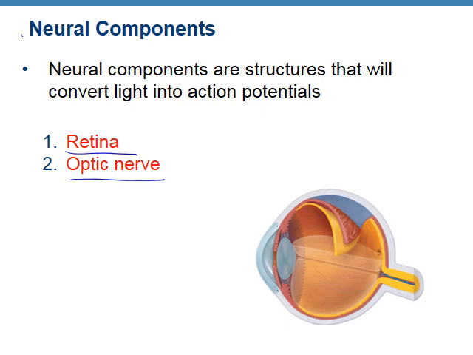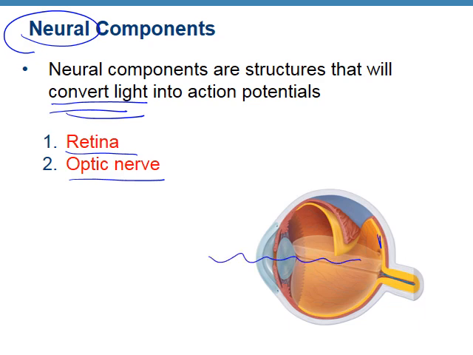The retina and the optic nerve are the neural components, so they're not transmitting the light, they're converting the light. So once the light goes through all these structures and hits the retina, it's going to take the light and turn it into an action potential. So we're going from light to a chemical reaction. And then all of the signals from the retina are going to merge onto the optic nerve, and then we're going to go to the brain.